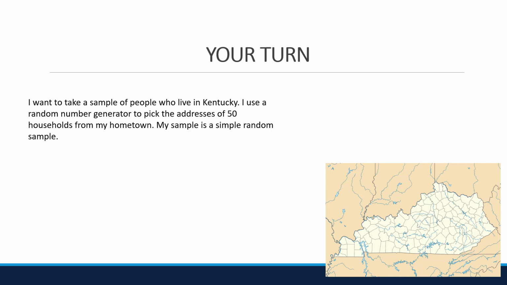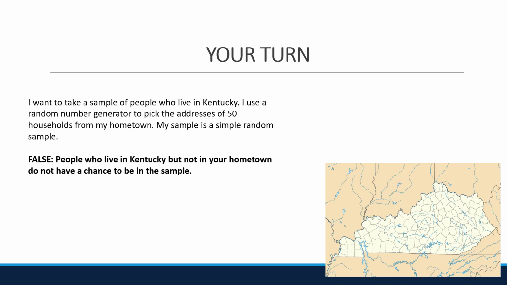I want to take a sample of people who live in Kentucky. I use a random number generator to pick addresses of 50 households from my hometown. My sample is a simple random sample. This statement is false. People who live in Kentucky but not in your hometown do not have a chance to be in the sample.